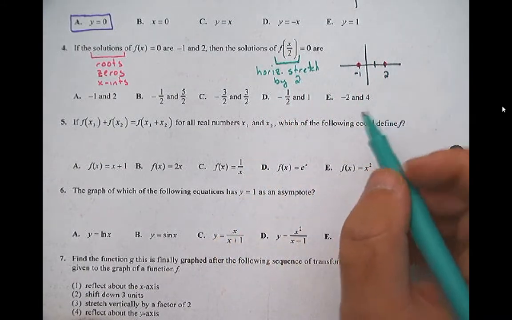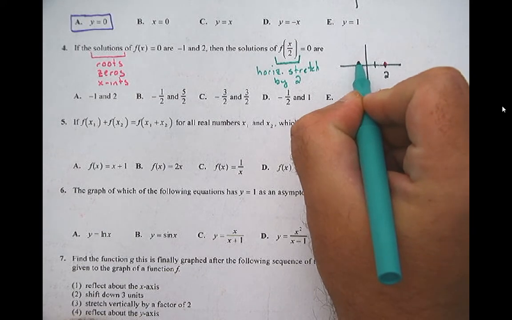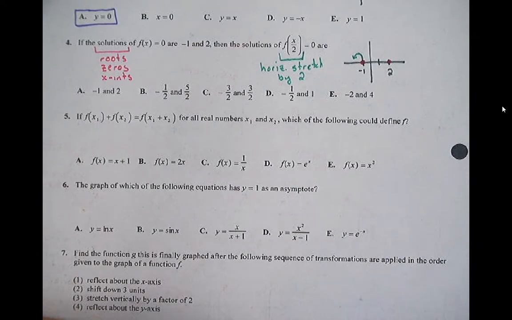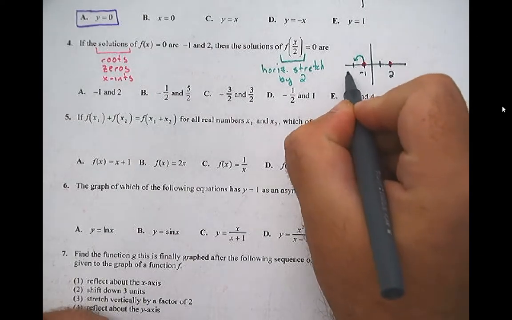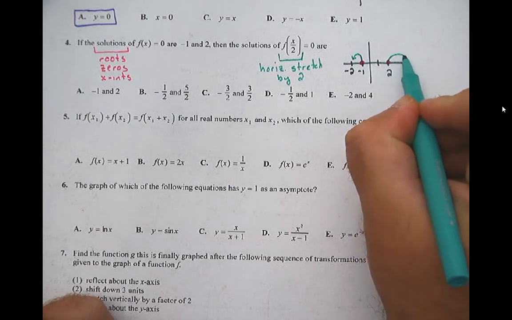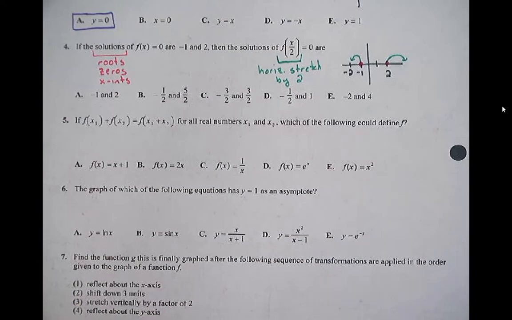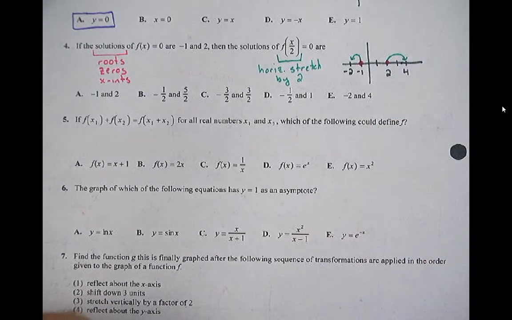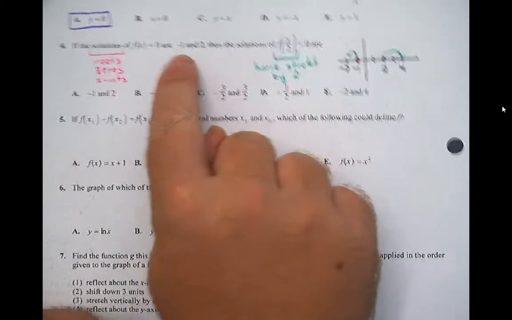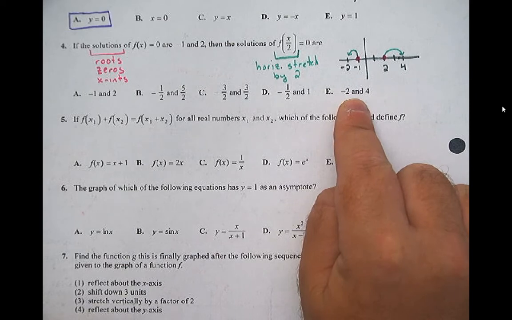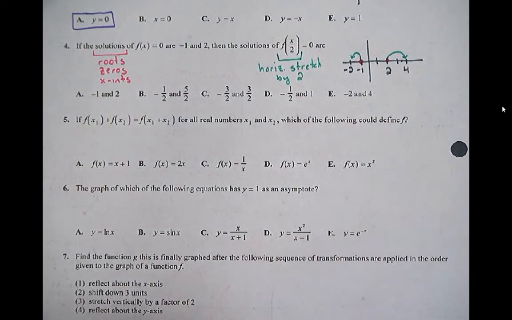what it says. So this negative 1 is going to get twice as far away, to negative 2, and this 2 is going to get twice as far away, to 4. So my new zeros, my new solutions, my new roots, my new x-intercepts are going to be at negative 2 and positive 4. Let me prove it to you.